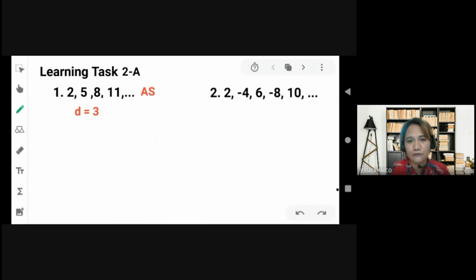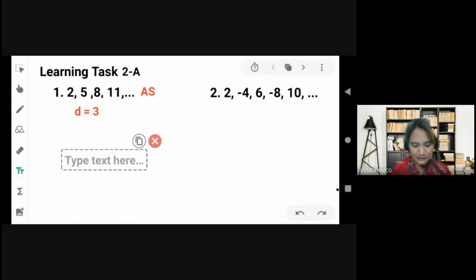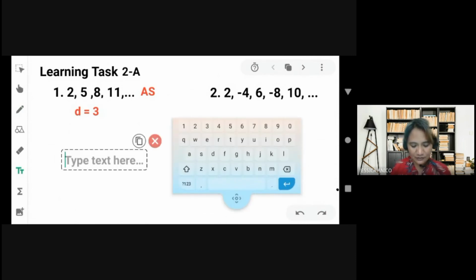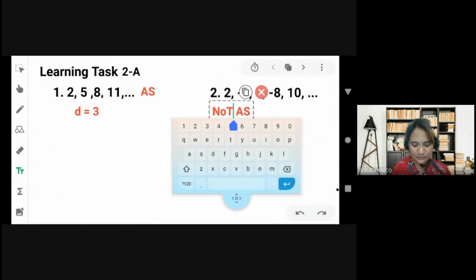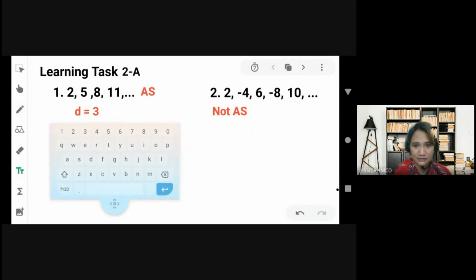Number 2, we have 2, negative 4, 6, negative, and 10. Ito ay hindi arithmetic sequence. Ayan. Simply because it has no common difference. Ayan. Hindi siya arithmetic sequence.